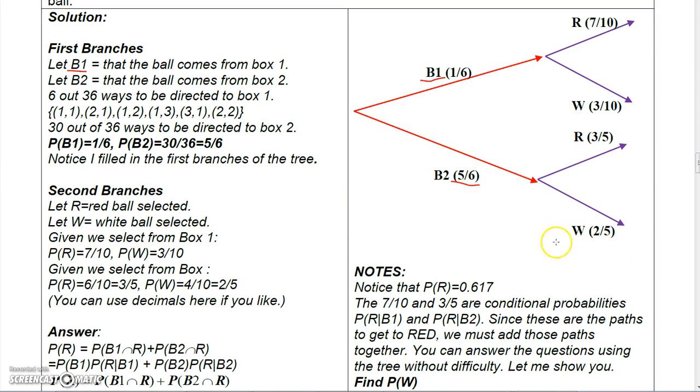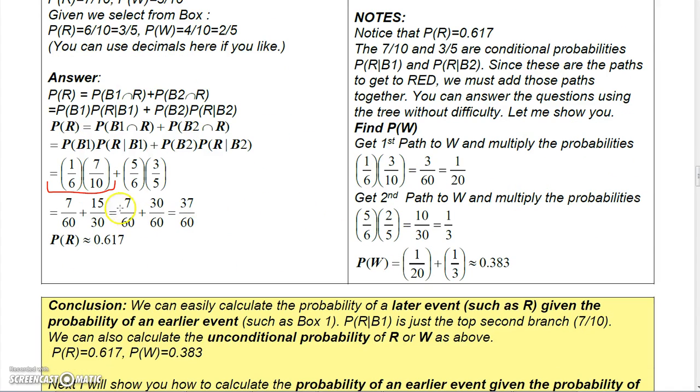Now the other way to get red is to go box 2 and red, and so if we multiply those together, 5/6 times 3/5, we get this. Now if we work this out, this is 7/60 plus 30/60, or 37 out of 60, or approximately 0.617. Now, so that's the probability of getting a red ball.